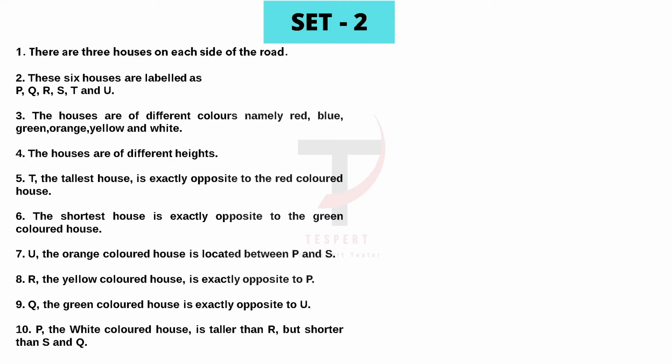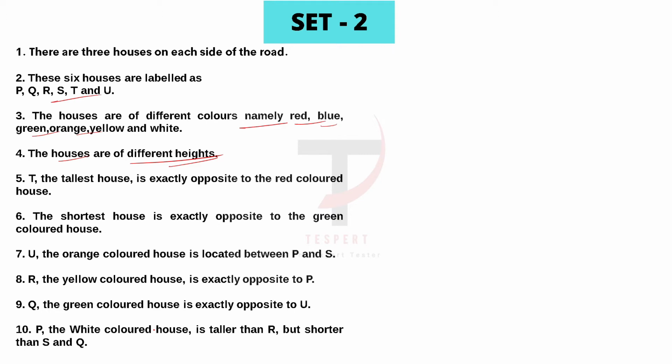Okay, so we have 10 statements. What is given? There are 3 houses on each side of the road. Alright, and these 6 houses are labeled as P, Q, R, S, T and U, and the houses are of different colors. There are 6 colors given, and there is one more variant, which is the houses are of different heights. Alright, so heights, colors, and the names of the houses. Alright, so 3 are there. And we also have some facts.